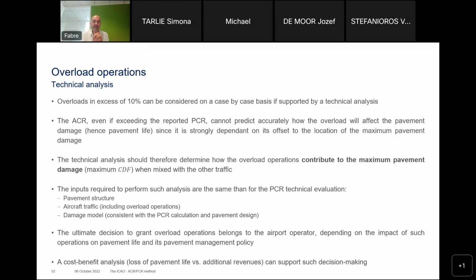So the ultimate decision, again, as was the case for the ACN-PCN, to grant overload operations belongs to the airport operators, and it depends on the impact of such operations on pavement life and its pavement management policy. So this is what I said just before, a cost-benefit analysis between the loss of pavement life versus additional revenues can also support such a decision-making process.